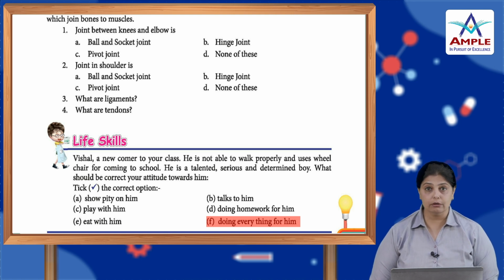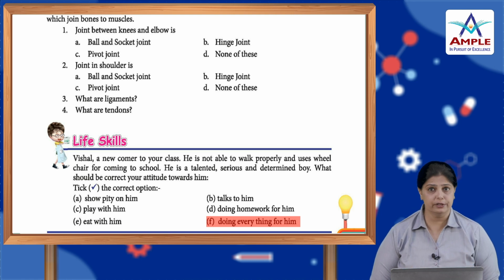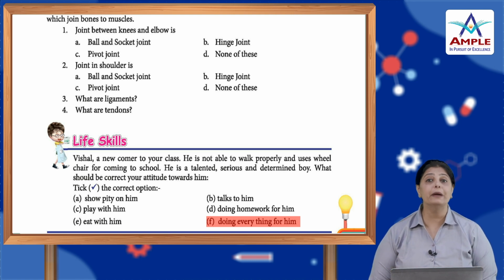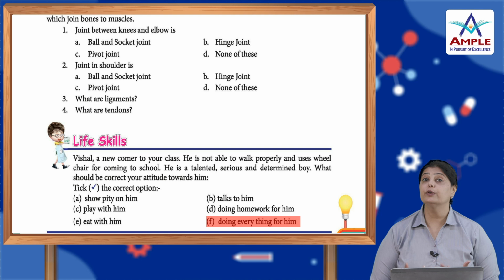Okay. You should talk to him, you should play with him, you should eat with him. Okay. You should let him do his own things also. You should not show pity to him. Okay. You should be kind to him. Instead of showing pity and sympathy, be kind to the person, involve that person. Okay, that will make him feel much better than showing pity. Okay, and let the person do his things by himself. Okay, you can always help him.